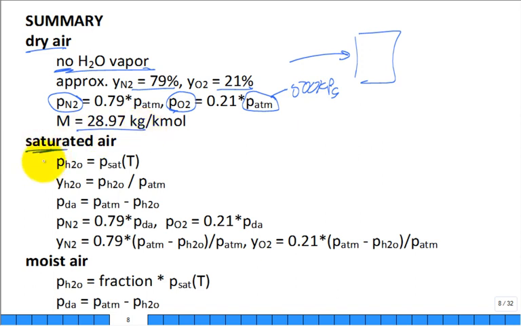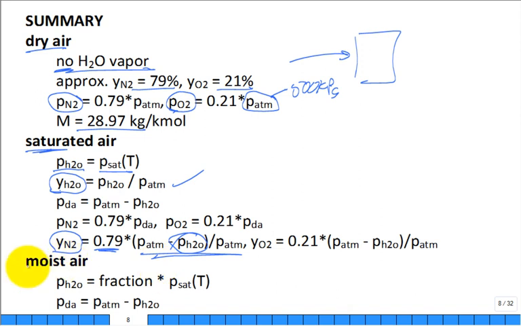Saturated air is the extreme. It's when the partial pressure of the water is equal to our old friend, the saturation pressure, and it's a strong function of temperature. And then we have that mole fraction of water vapor. You could figure that out. It's actually going to push down the mole fractions of the other ones. They'll be reduced, and you can calculate what the final mole fraction of nitrogen is. Well, it's 79%, but it's reduced by the presence of the water vapor.